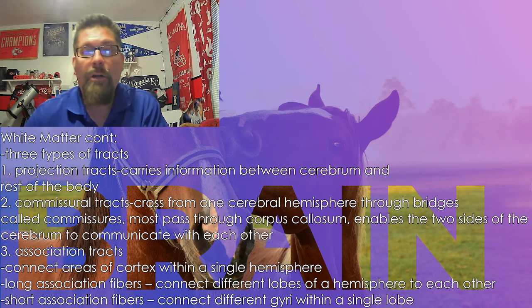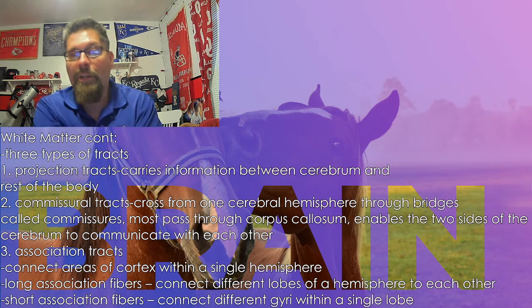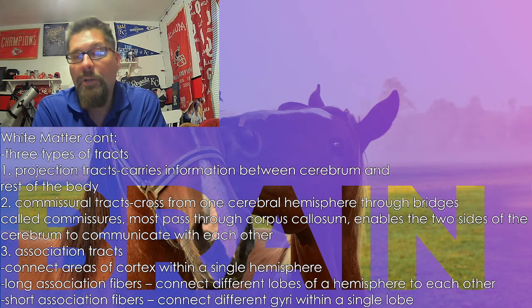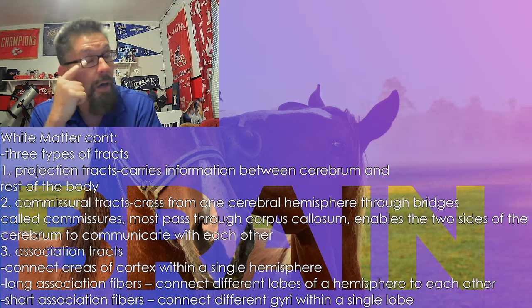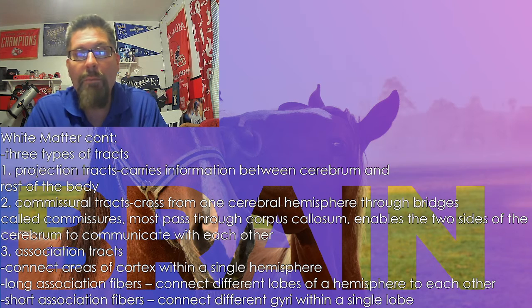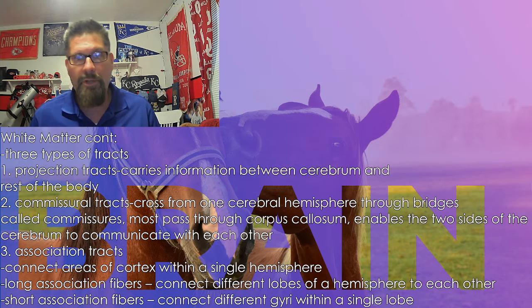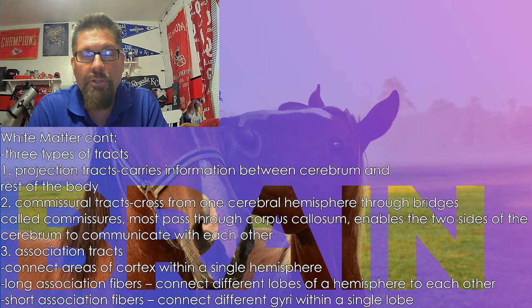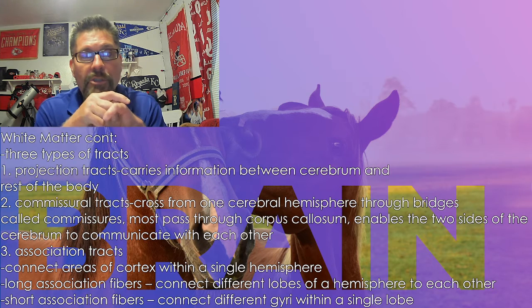Now, we mentioned tracts, and on the next screen we're going to see an image of these, but there wasn't room for both, so I'm going to tell you about them now, and then show them to you on the next screen. So the white matter has three particular tracts: the projection tracts, the commissural tracts, and the association tracts, as you can see there. The projection tracts are the longest.